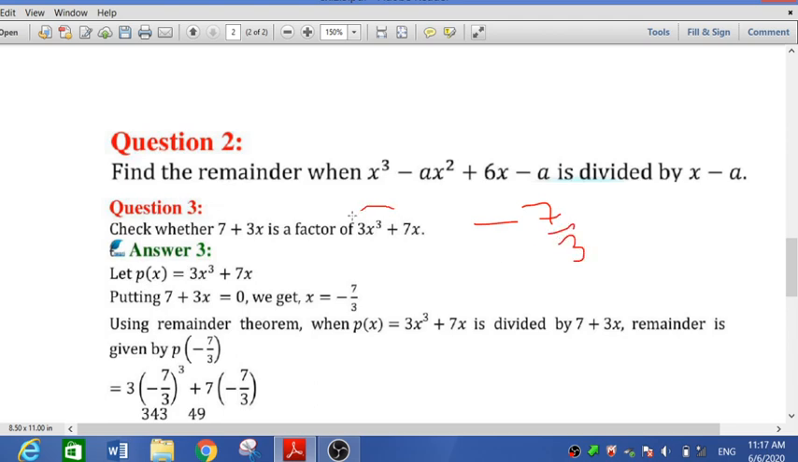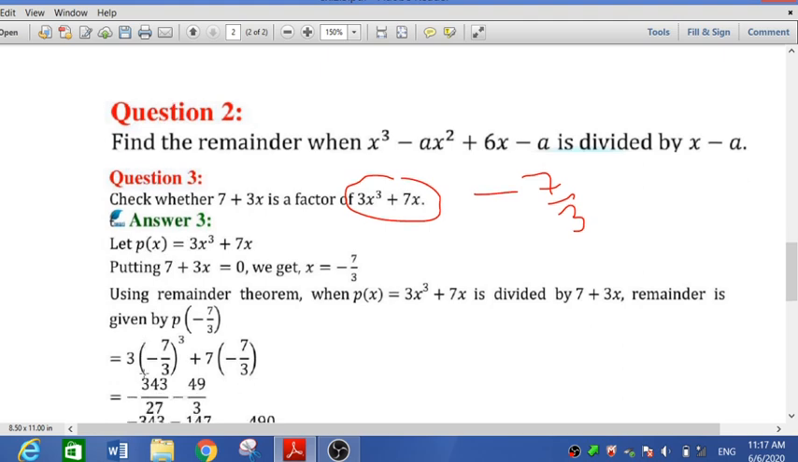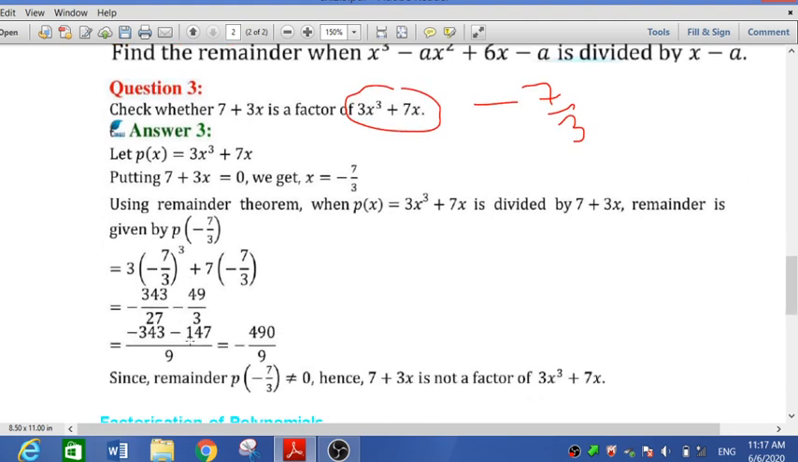I have to put it in the given question, that is 3x cube plus 7x. So if I put x equal to minus 7 by 3, whole to the cube, and simplify, we can get minus 490 upon 9. How can we get it? Try again. 7 to the power 3, so 7 cube. 7 cube into 3, we can get 343. Now 7 into 7, that is 49, minus sign.